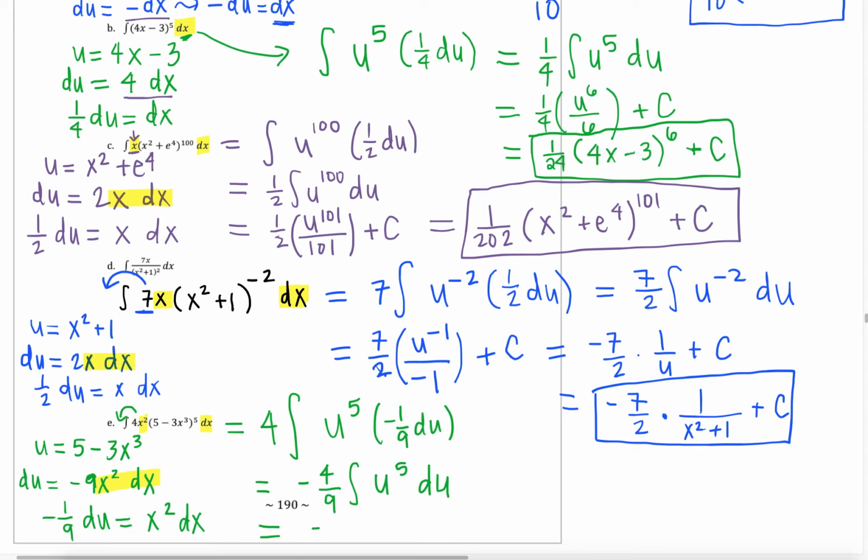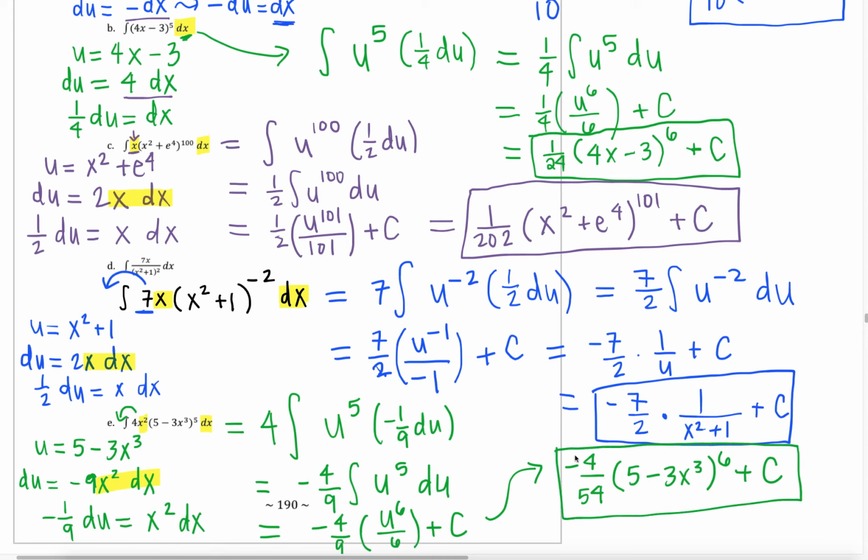So to check this together, the first thing I'm going to do is get my antiderivative. So the antiderivative of u to the 5th will be u to the 6th power over 6 plus c. Then from here, substitute back my u, and I can go ahead and multiply in my coefficients, and I get negative 4 over 54 times 5 minus 3x cubed, all to the 6th power, since that's what our u is equal to, plus c. And we could, now that I'm realizing, actually reduce that coefficient in front, so we could reduce that down if you guys would like to.